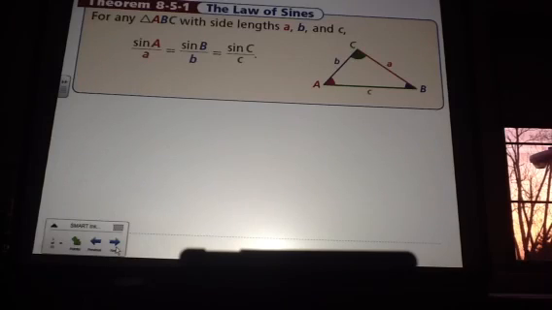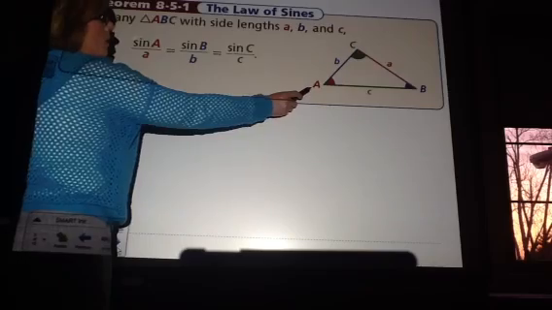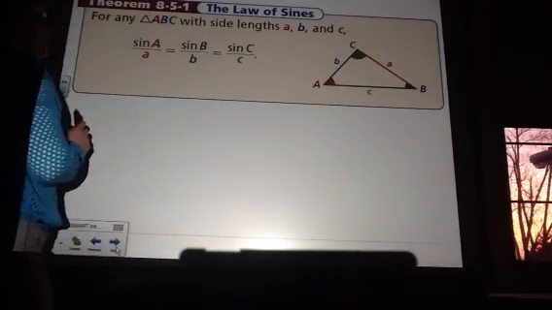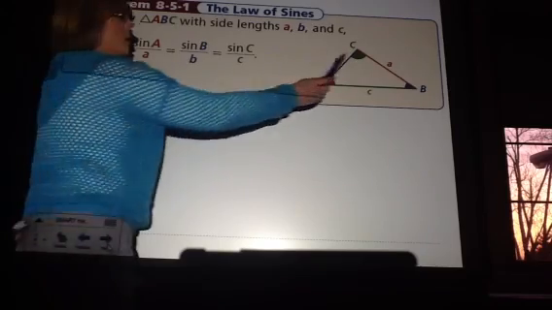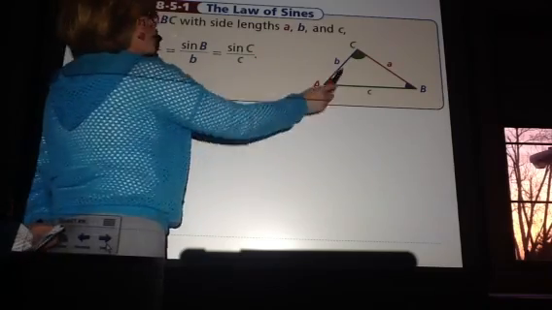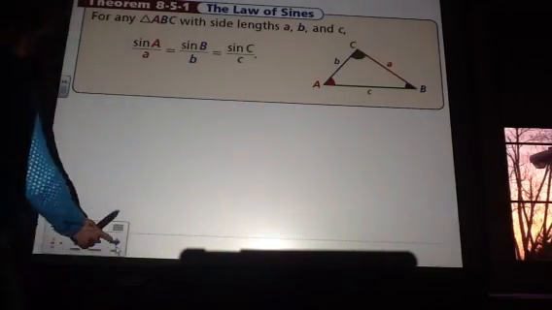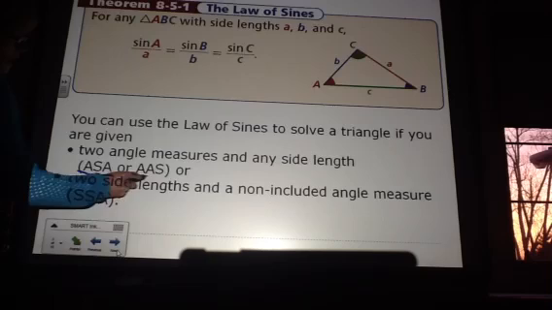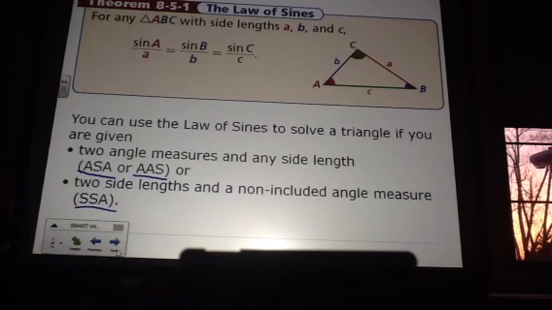Okay, law of sines. For any triangle ABC with side lengths a, b, and c, you take the sine of angle A and put it over the segment opposite, making a proportion with any of the other angles: the sine of B over the opposite side b, or the sine of angle C over the opposite side c. You can use the law of sines to solve a triangle if you are given angle-side-angle, angle-angle-side, or side-side-angle.